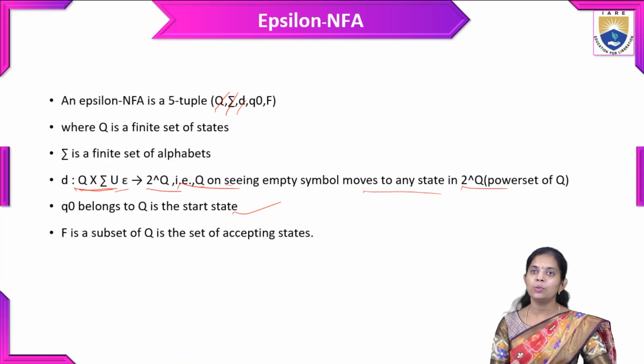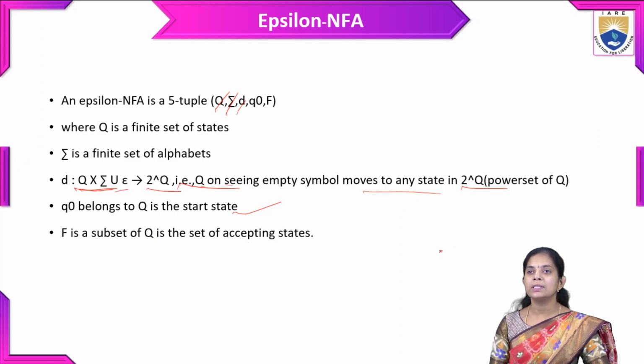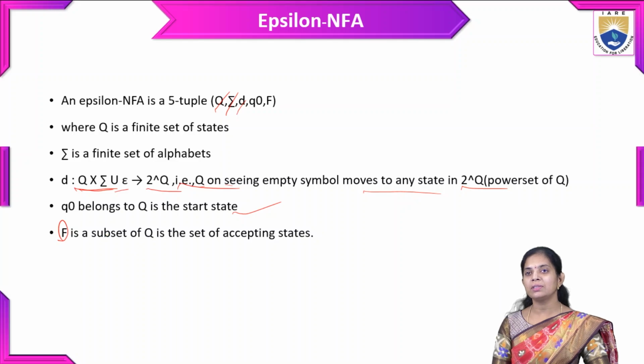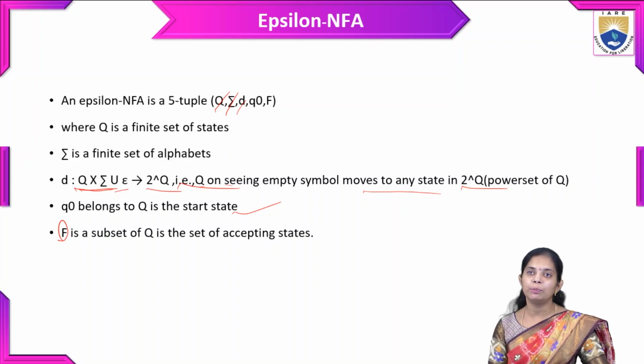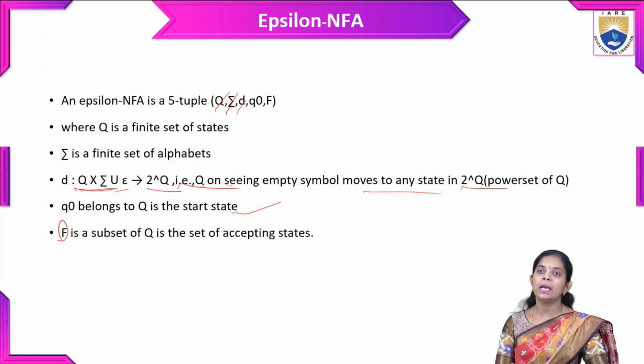As we said, Q naught and the final states are both subsets of the states we have taken from the capital Q. And F is a subset of Q, the subset of accepting states. Here we are not taking a single final state; based on the transitions and the language, we have multiple final states. Those all come under the capital Q, the finite set of states. So this is the definition of Epsilon NFA.